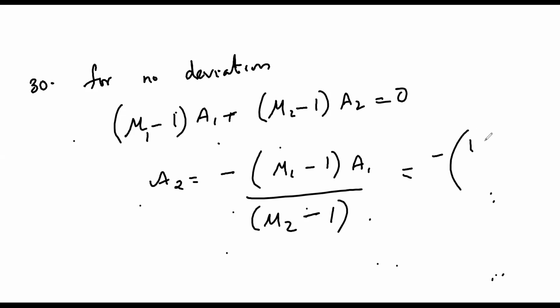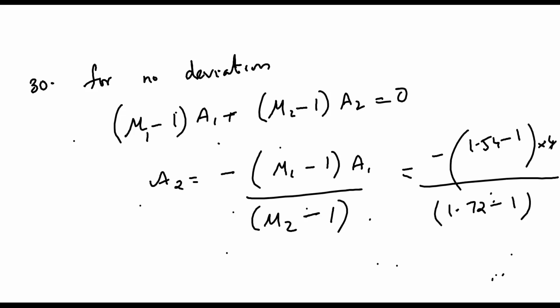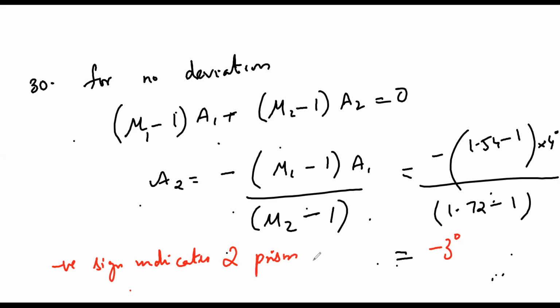So now just substitute the values in this. Minus of (1.54 minus 1) whole divided by (1.72 minus 1) into 4, 4 degrees given. So upon solving, we'll get the answer as minus 3. This negative sign is not required for you, but still I'm just writing: two prisms should be connected in opposition. That's it.